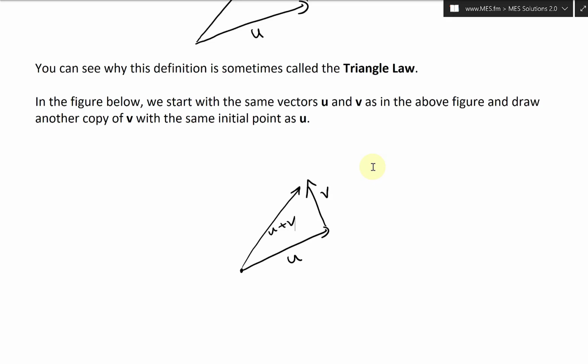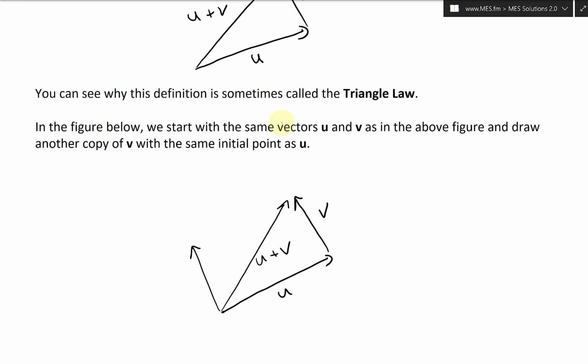And now we're going to draw another v, a copy of v with the same initial point as u. So we'll draw one over here. I paused the video and made it bigger. This is v. And then this means our u is going to be connected over here. This is going to be our u there.